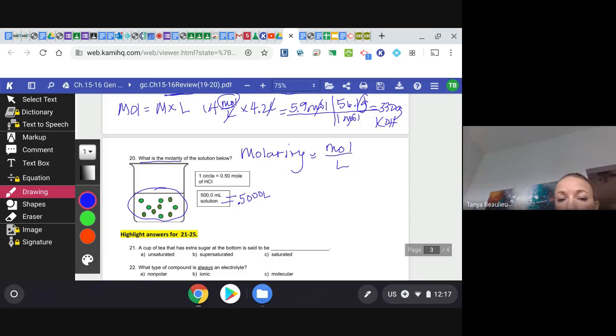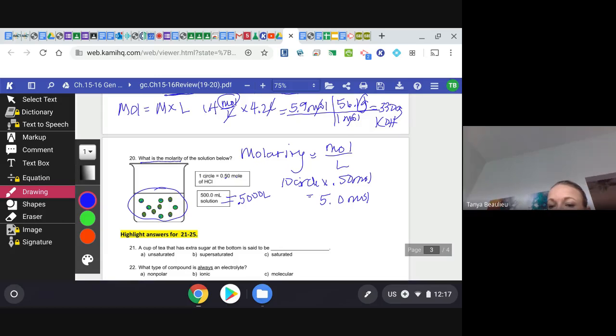And it tells you here, each circle represents 0.50 moles. So to find out how many moles I have, I have to count how many circles I have. 1, 2, 3, 4, 5, 6, 7, 8, 9, 10 circles. So I'm going to have 10 circles times 0.5 moles, which leaves me with 5.0 moles there.